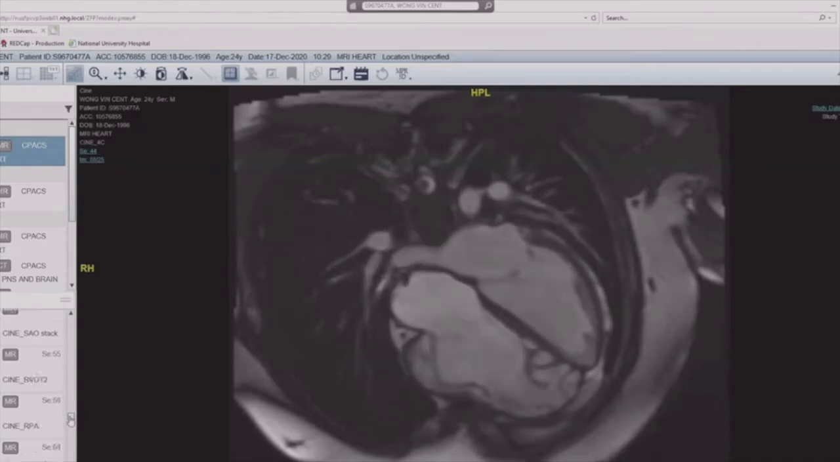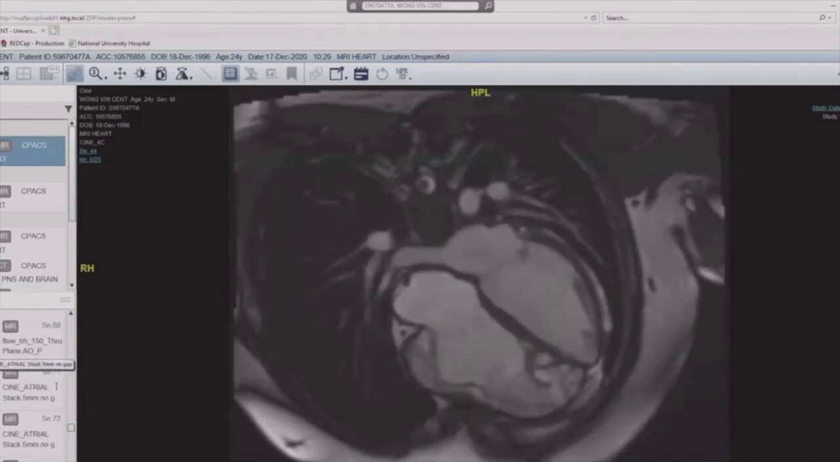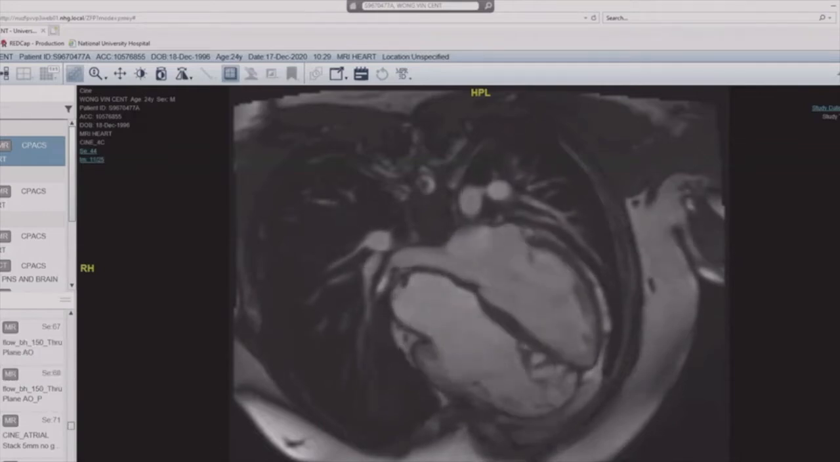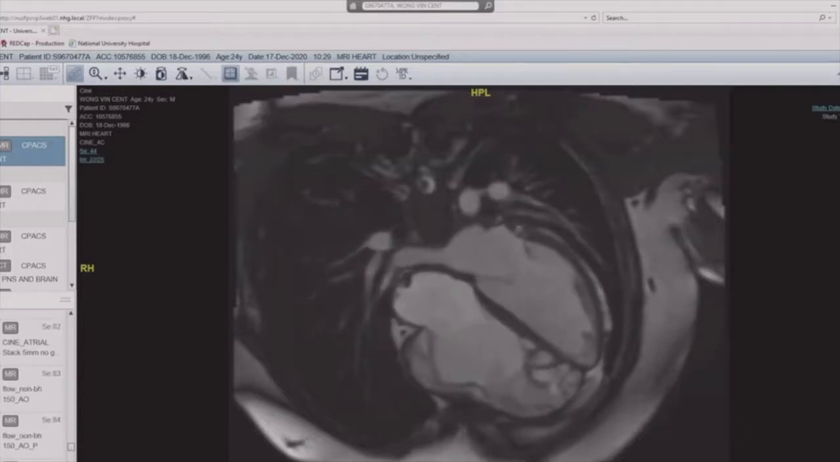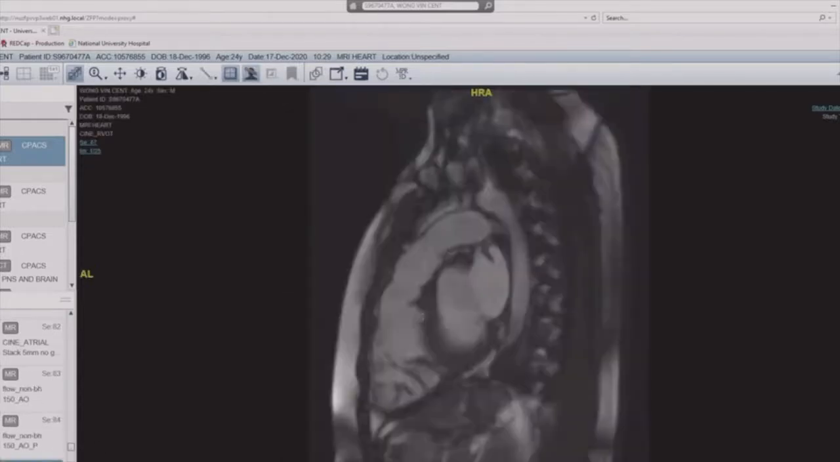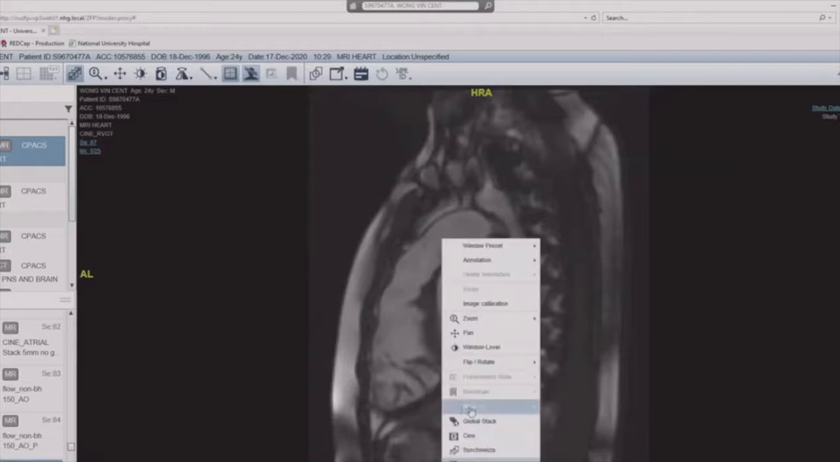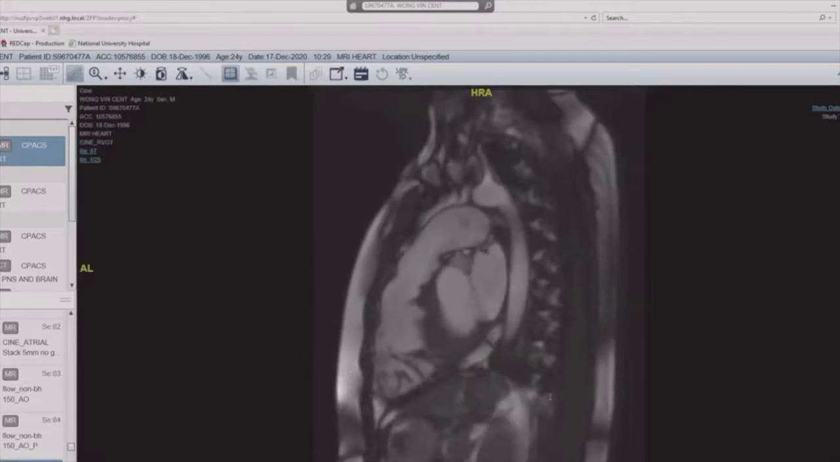Now, the MRI is also able to do something that echo is still not so good at doing. Let me just pull up the particular sequence here. It's able to quantitate the regurgitant fraction of pulmonary regurgitation. The radiologist would tell us what percent of the blood that gets ejected out into the pulmonary artery regurgitates back into the RV, therefore compromising cardiac output.